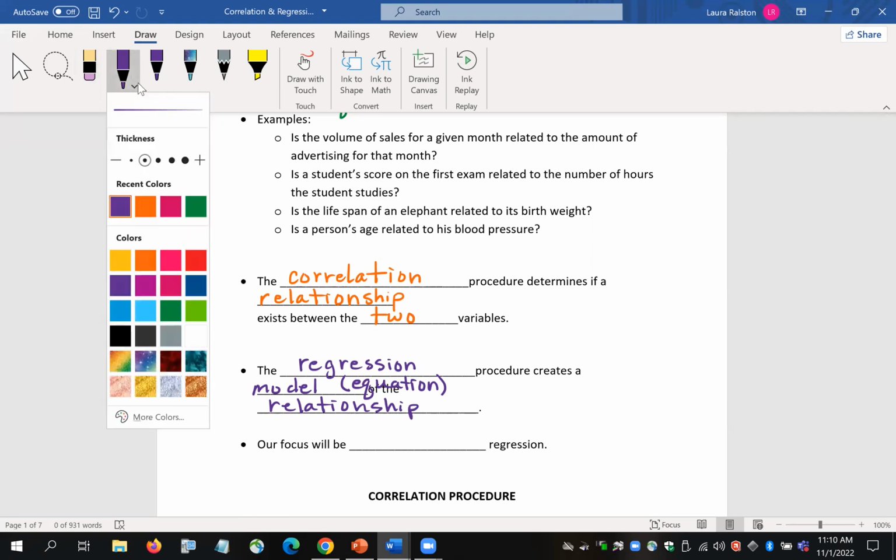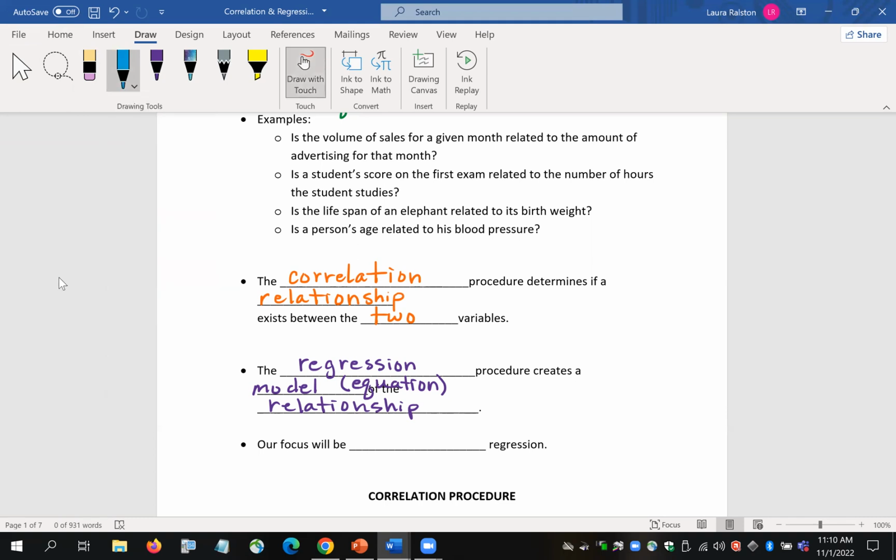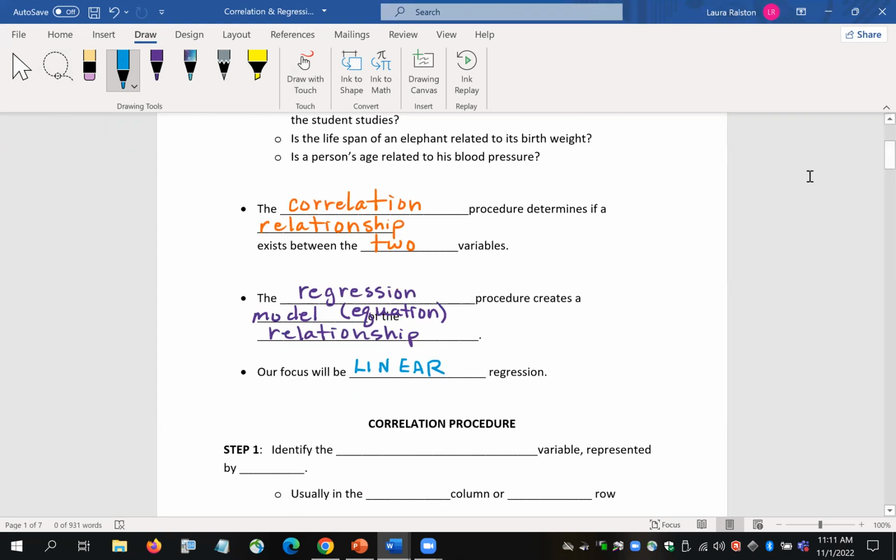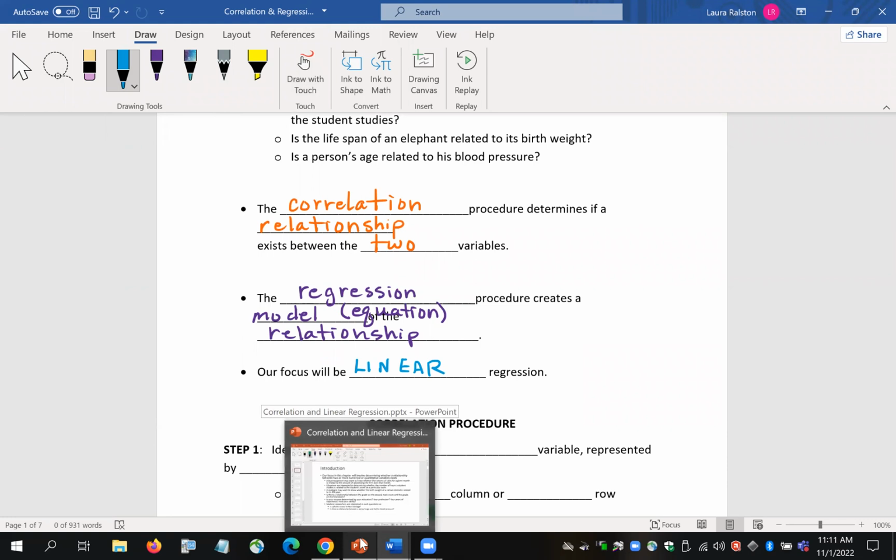And then we can hopefully use that model to make predictions about what could happen in the future. Our focus again is going to be simply on linear regression, which is the simplest form of regression. I will tell you that you can take an entire course on regression. And within that course, you would talk about all of the different types, because you can have linear regression.